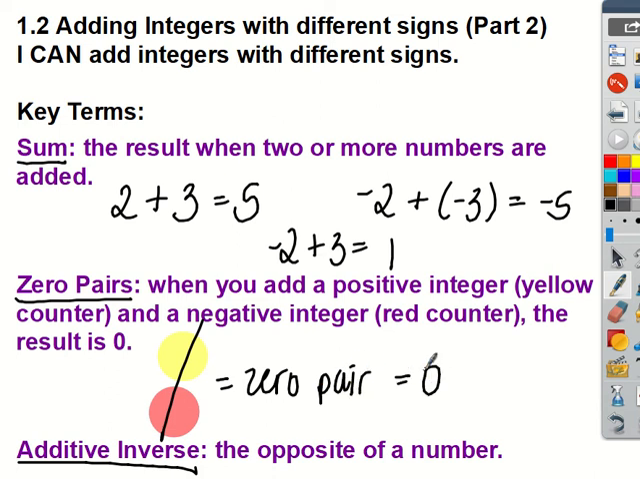And then the additive inverse is the opposite of a number. So if I have on a number line, let's say I have the number 3, the opposite of 3 is a negative 3. You guys can also see that they have the same number of spaces away from 0. So every positive has an opposite of a negative and every negative has an opposite of a positive.